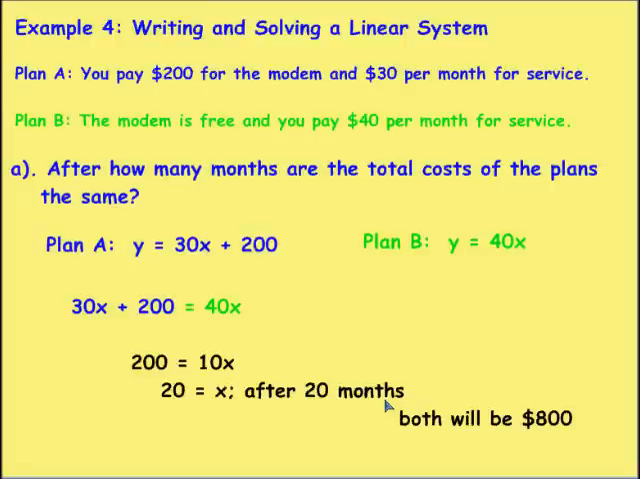Now to figure out how much I would be paying that is the same for both, I would substitute the 20 in for x and solve for y, giving me $800. So at 20 months, both plans would cost $800 total.